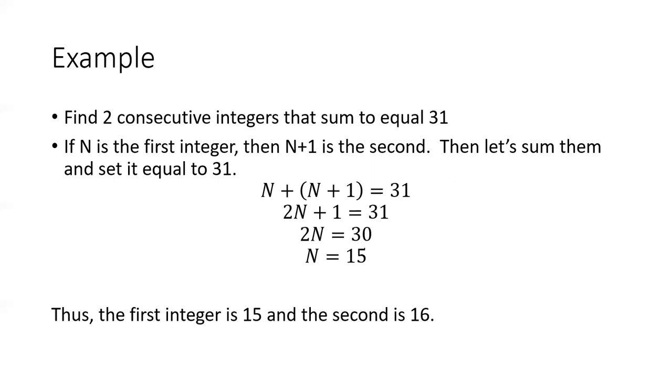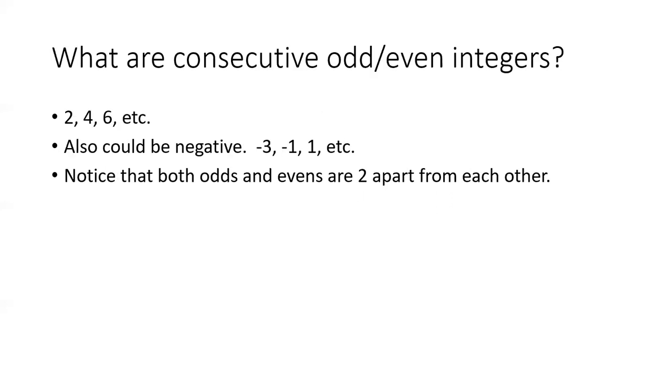Subtract the 1 from both sides, 2n equals 30. And then divide both sides by 2, n equals 15. So the first integer, n, is 15. What was the second? The second was n plus 1. So 15 plus 1 is 16. So the two integers are 15 and 16. Like I said, very straightforward.